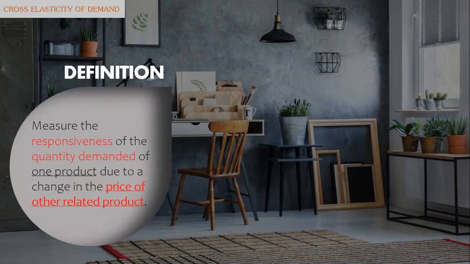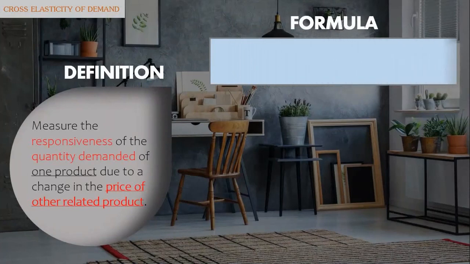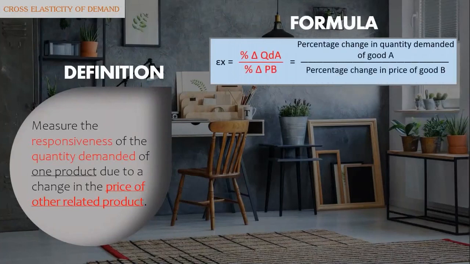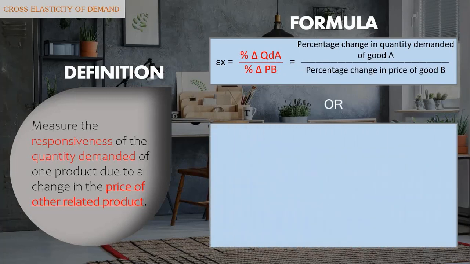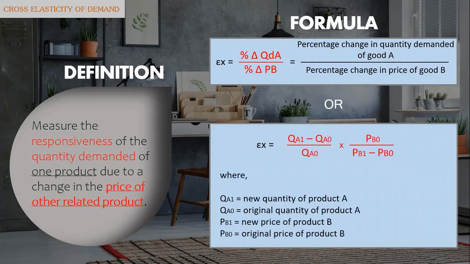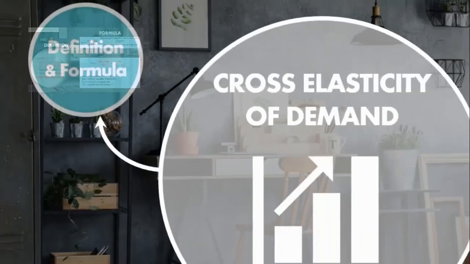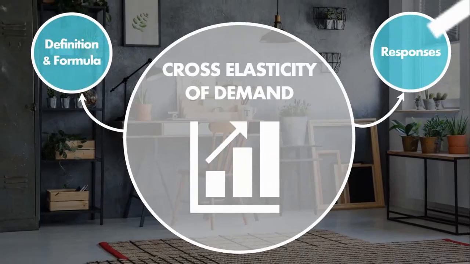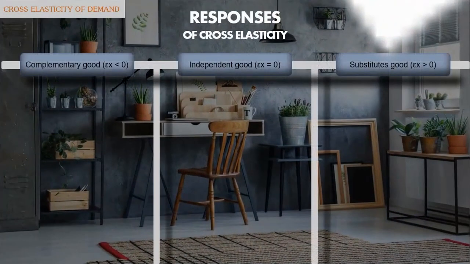There are two ways to find the value of elasticity. First, divide the percentage change in quantity demanded of one good by the percentage change in price of other good. You can also use this second method. There are three responses of cross-elasticity of demand.